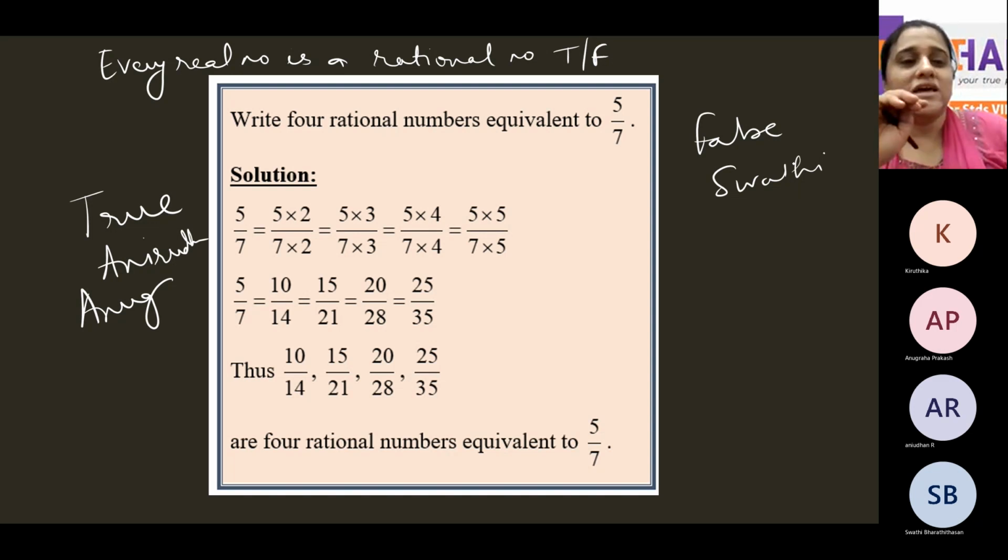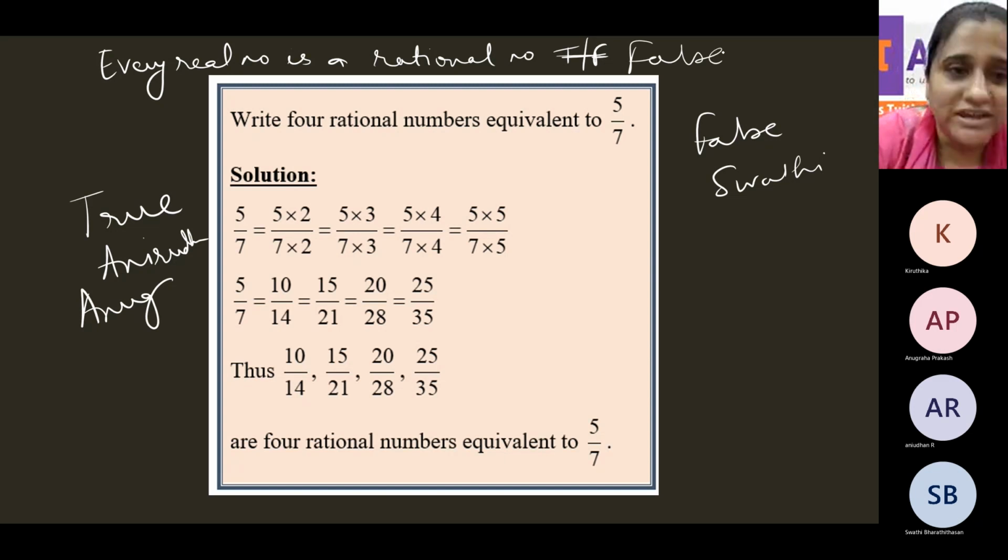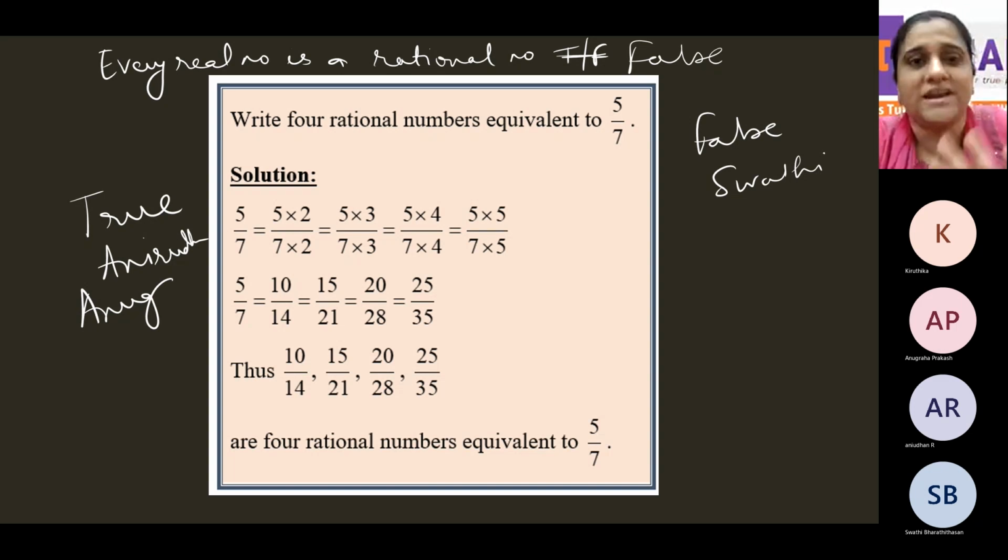Read it once again. What are real numbers? Real numbers have rational and irrational in them. But you're saying every real number is only rational. What did we just understand? A real number has both rational and irrational in it. But you're saying every real number is only a rational number. Then where will the irrational number go? So the statement is false. The statement is false because every real number is a rational number would mean it is only a rational number.